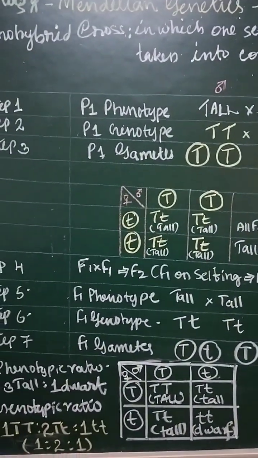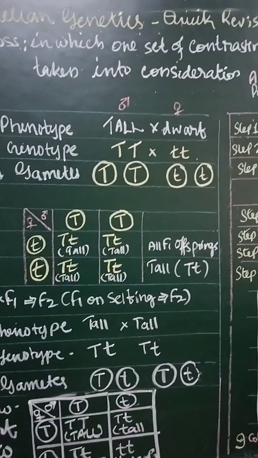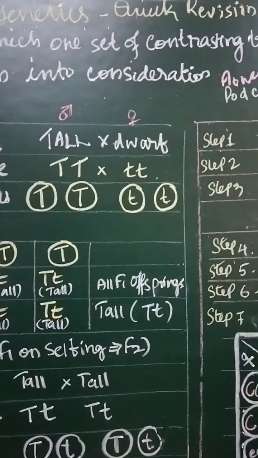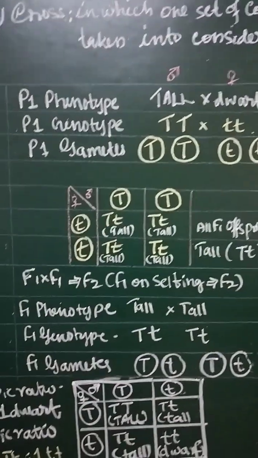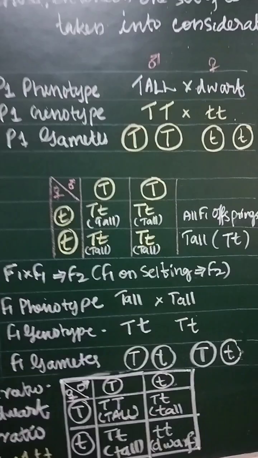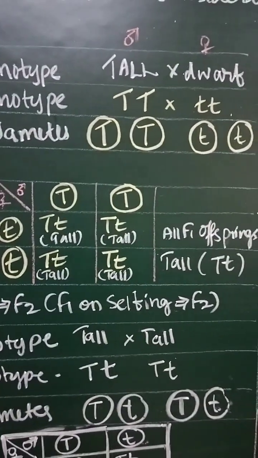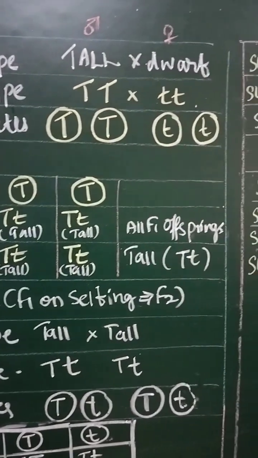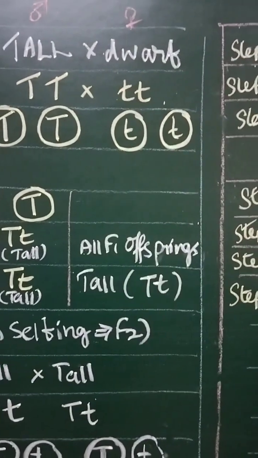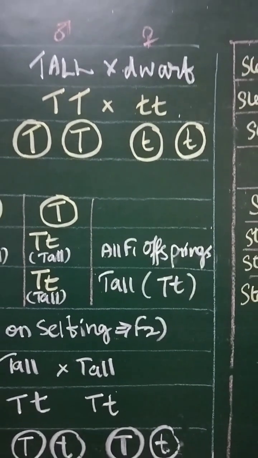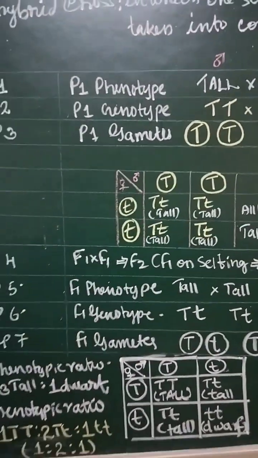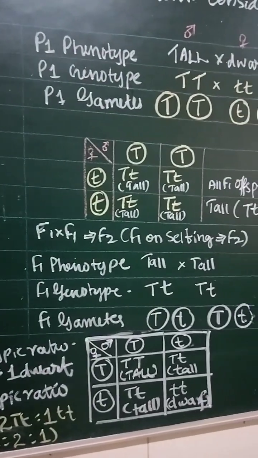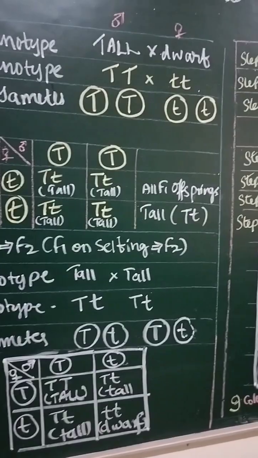In the third step, you will explain the gametes by encircling the letters or alleles in the respective rounds and making the probability of the F1 offspring. You will make the Punnett square and fill in the columns properly, writing on the side that all the F1 offspring will be heterozygous tall. Then, proceeding to the second part, in step 4, you write F1 into F1 gives F2, that is, F1 on selfing will give F2.